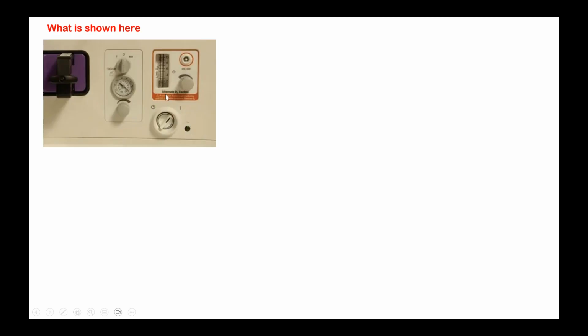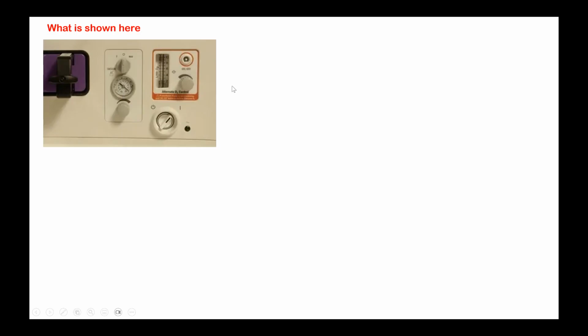And can you read this? The alternate oxygen control. What is the importance of that? It is written here on/off. This is another safety feature. In case of power cut for half an hour, it will give uninterrupted supply of oxygen as well.